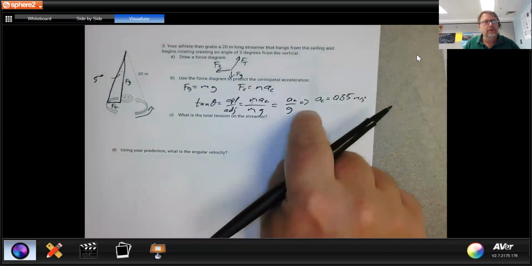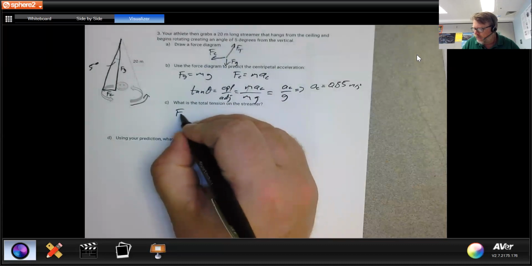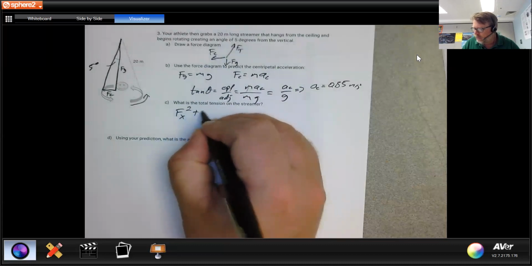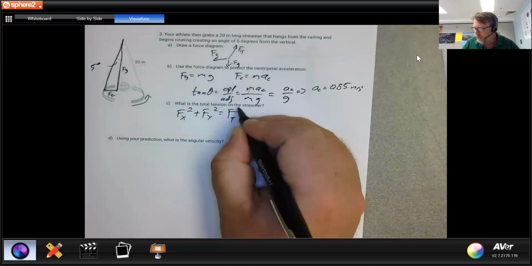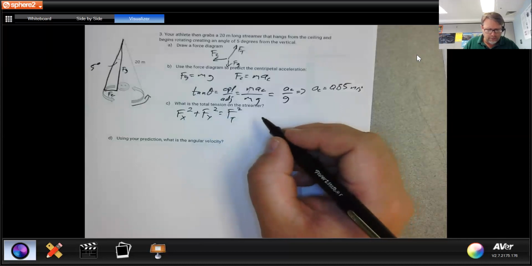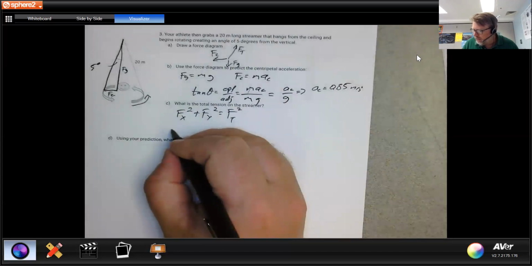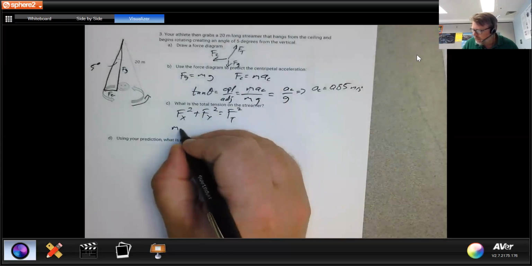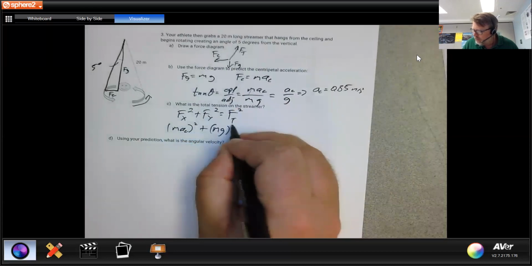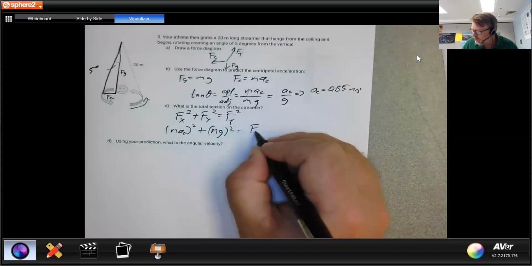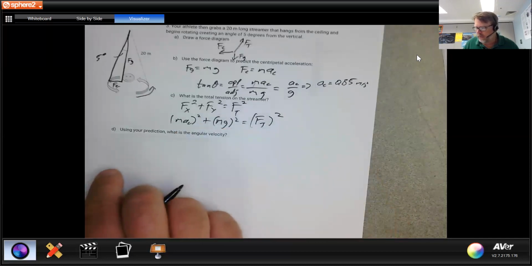All right, so now we can plug this in, and this is where masses will start to come into play, because we'd have our force x squared plus force y squared equals force tension, which also happens to be force total, squared. Okay, and so here we'd have mass times centripetal acceleration squared, mass times gravity squared equals. Okay, so again, your masses will determine the answer here.